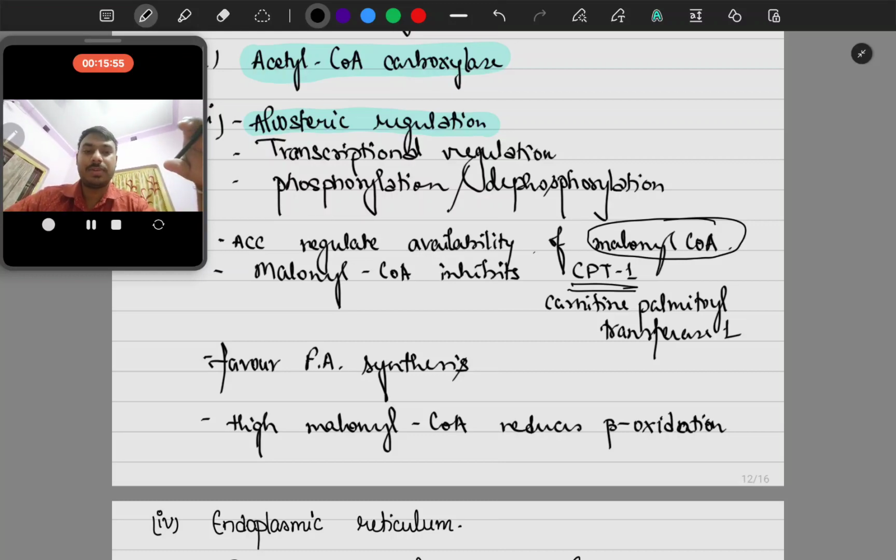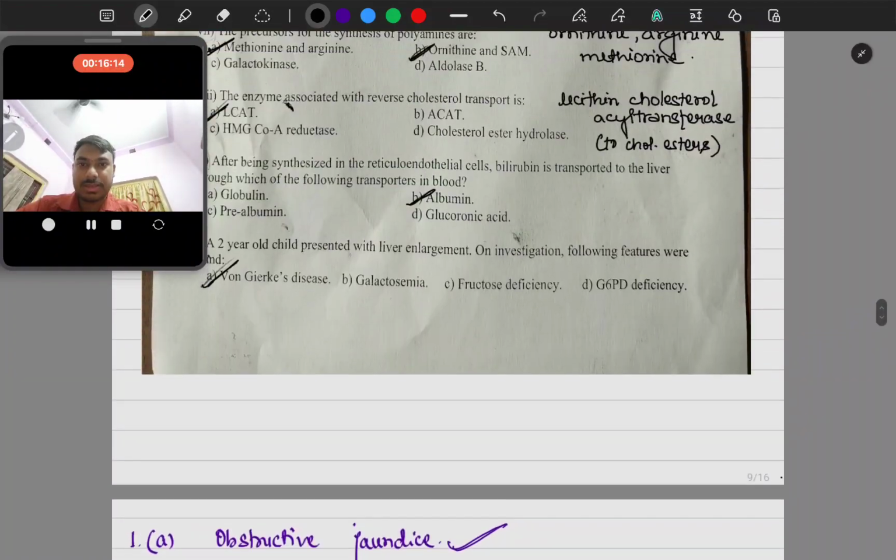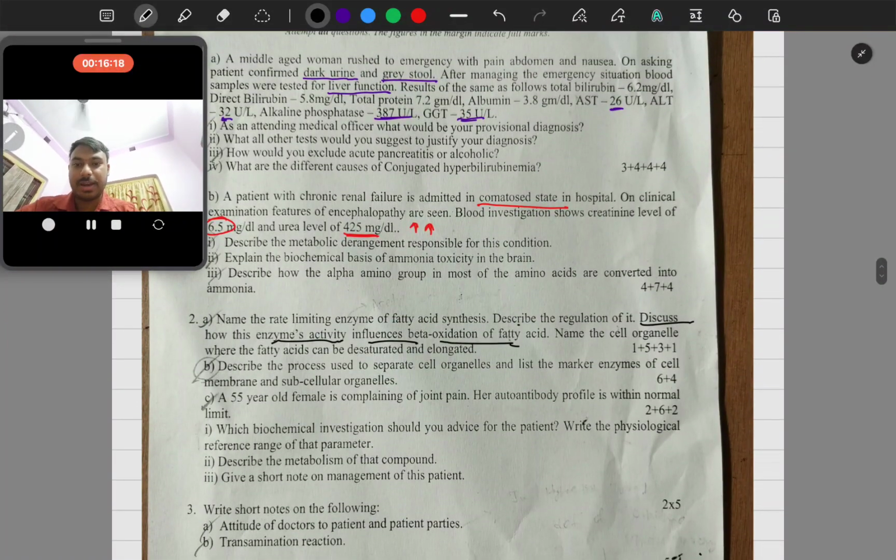So these are some of the regulation processes, I would say, of acetyl CoA carboxylase in the beta oxidation of the fatty acid. And the answer here is the endoplasmic reticulum. Now the next question is, describe the process used to separate cell organelles and release the marker enzymes of cell membrane and subcellular organelles.